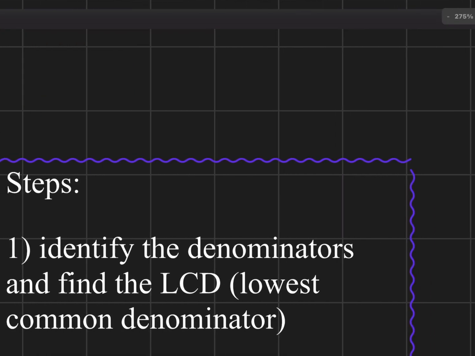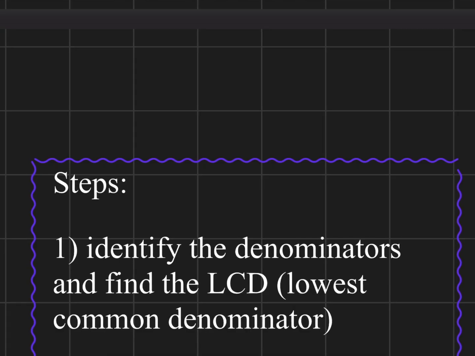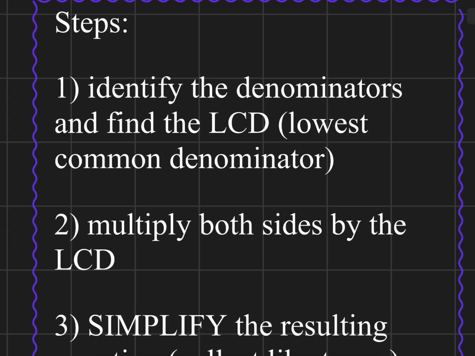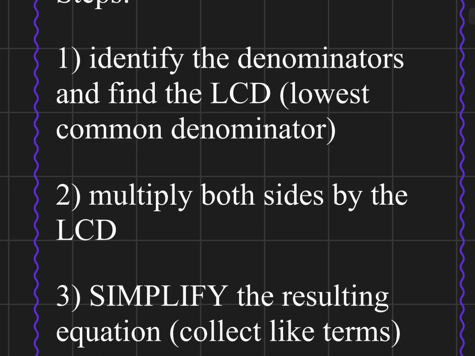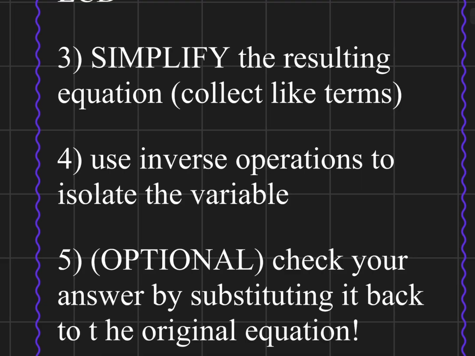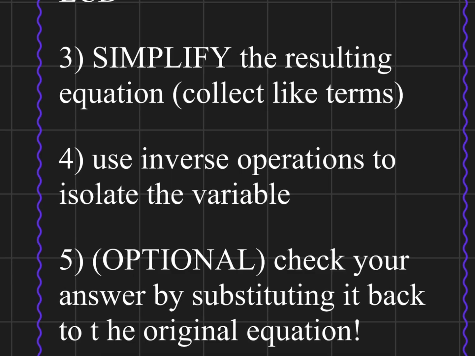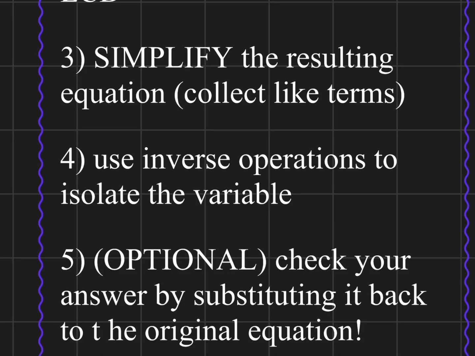Now let's go over some of the steps. You don't have to follow these word by word, however they are helpful if you want to refer back to them. Firstly, you should identify the denominators and find the LCD, lowest common denominator. Then you want to multiply both sides by the LCD, which clears the denominator. Then you want to simplify the resulting equation, meaning that you collect like terms. Then use inverse operations to isolate the variable, and check your solution by substituting it back into the original equation, which is optional, but if you really don't think you got the right answer, this can be a very helpful step in the process. So let's take an example.